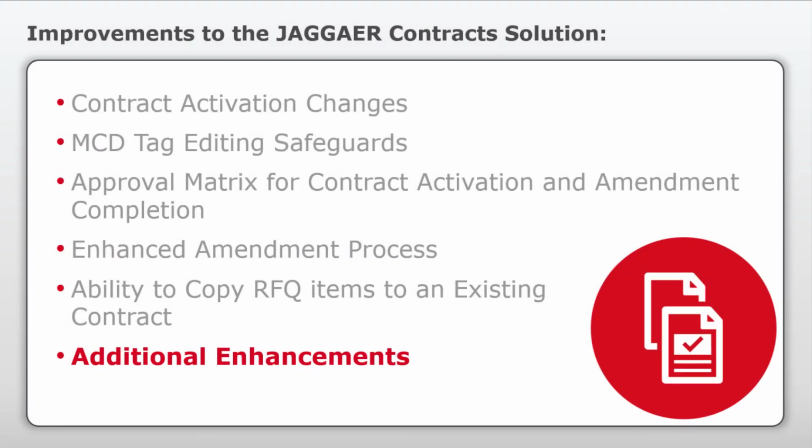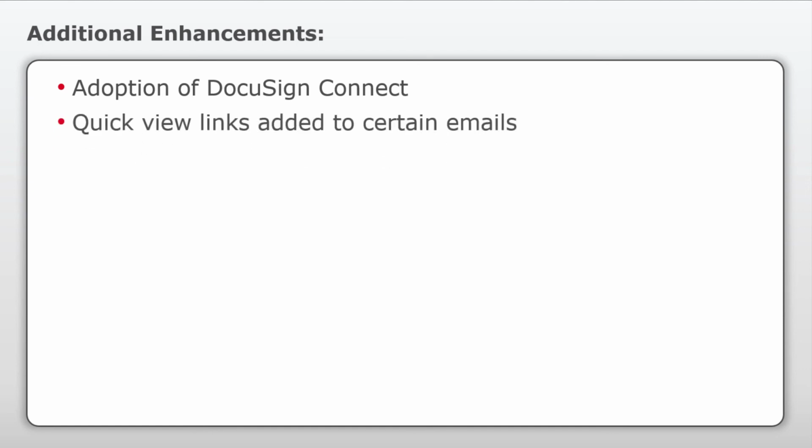Finally, let's discuss some additional enhancements that have been made to the contract solution this release. Additional enhancements in the 20.2 release for contracts include the adoption of DocuSign Connect to enhance the electronic signature process. This will enable DocuSign's push capabilities, allowing for frequent updates to be performed without limitations. We've included quick view functionality to the email alerts that are sent to new and previous contract managers when the responsibility for a contract is moved.